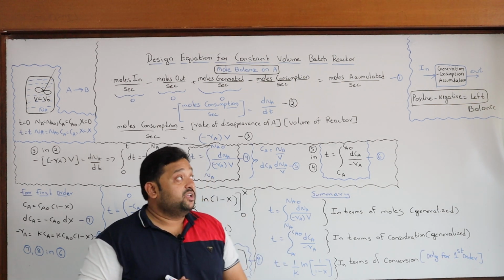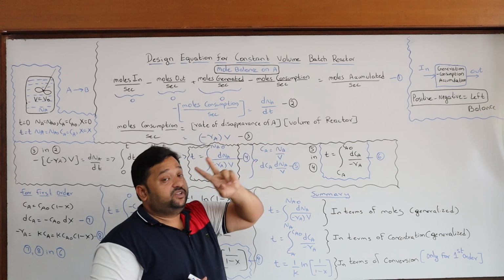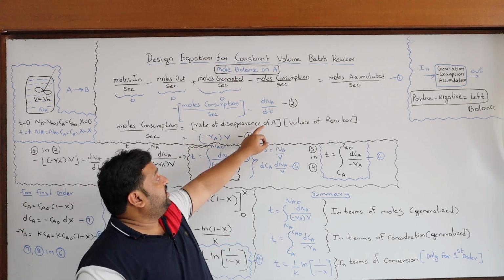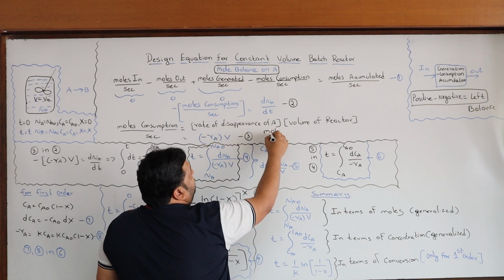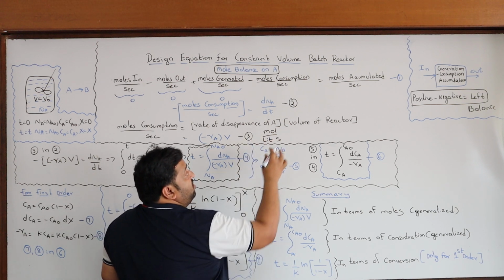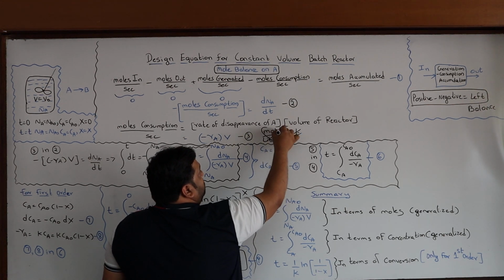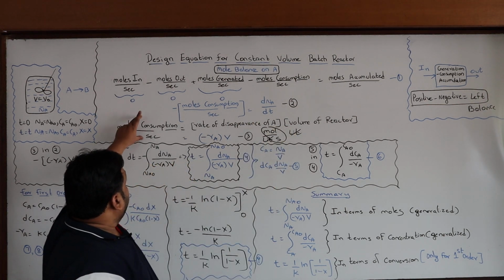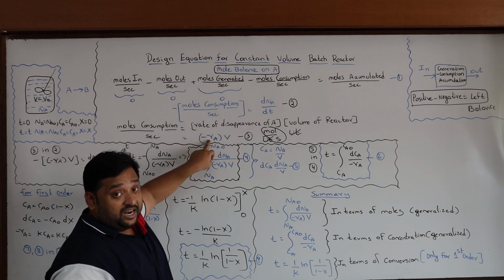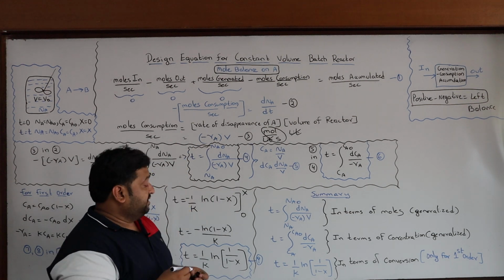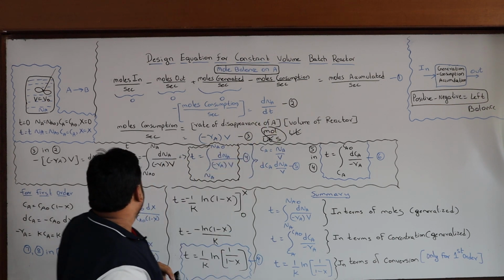which the A is getting consumed comes from the multiplication of two terms. One is rate of disappearance of A into volume. Why? Because the rate of disappearance of A has units of moles per liter per second. Volume of the reactor is in liters. Liter cancels, then what remains is moles per second. That means moles consumption per second is nothing but rate of disappearance of A, which is minus Ra into volume. Okay, this is V. Now I can substitute 3 in 2.